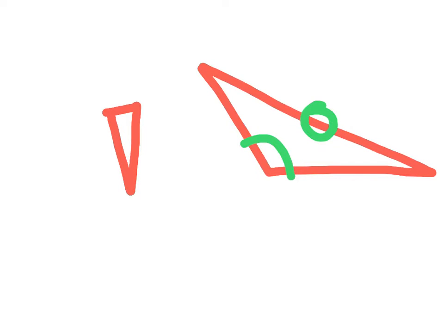And now we can go to the acute triangle. An acute triangle is acute because of this angle here, and that angle is less than 90 degrees. And normally the other two angles are higher than 90, which makes an acute triangle.